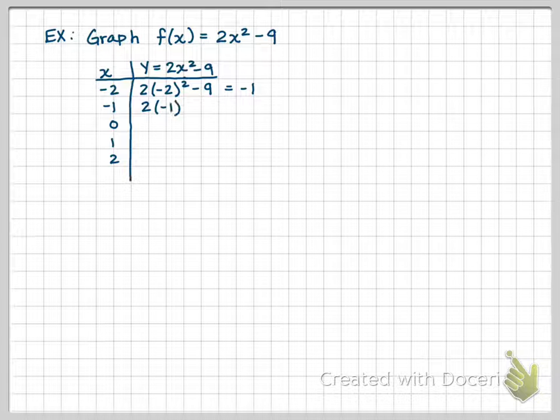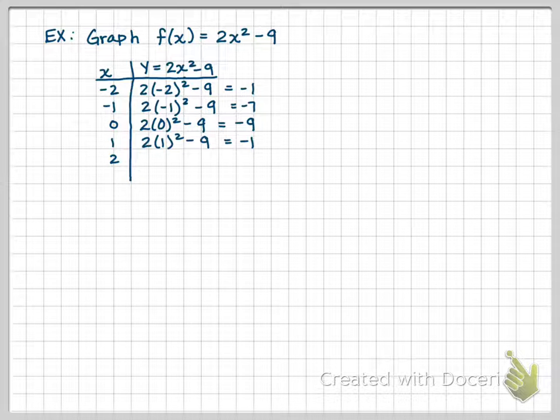2 times negative 1 squared minus 9 is negative 7. 2 times 0 squared minus 9 is negative 9. 2 times 1 squared minus 9 is negative 7. And 2 times 2 squared minus 9 is negative 1. So each line gives us a point on our graph. If x is negative 2, y is negative 1.